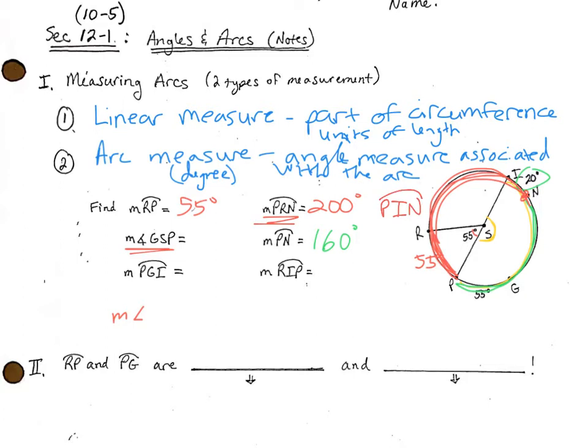PIN. You can also reverse the letters. NIP and NRP would be referring to this same arc right there that we just talked about. Okay, we can go in reverse.